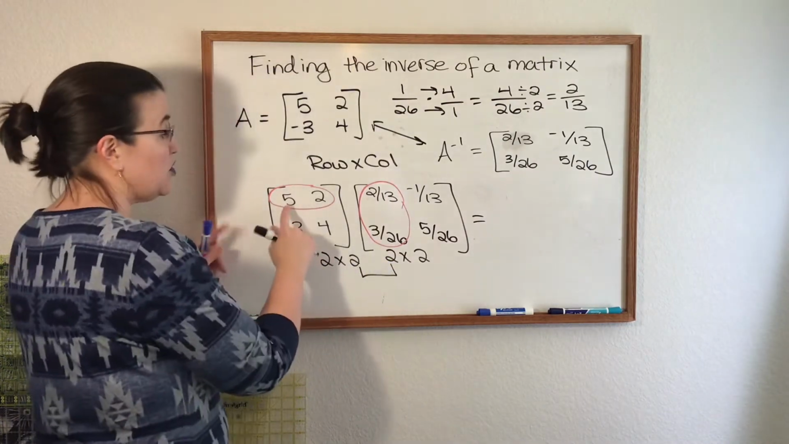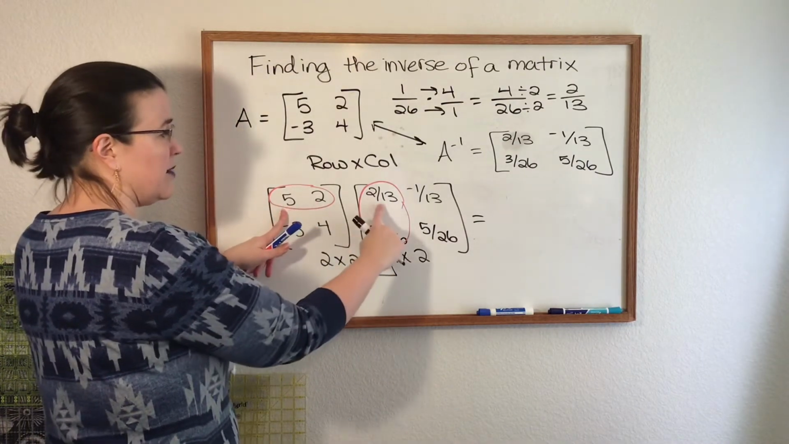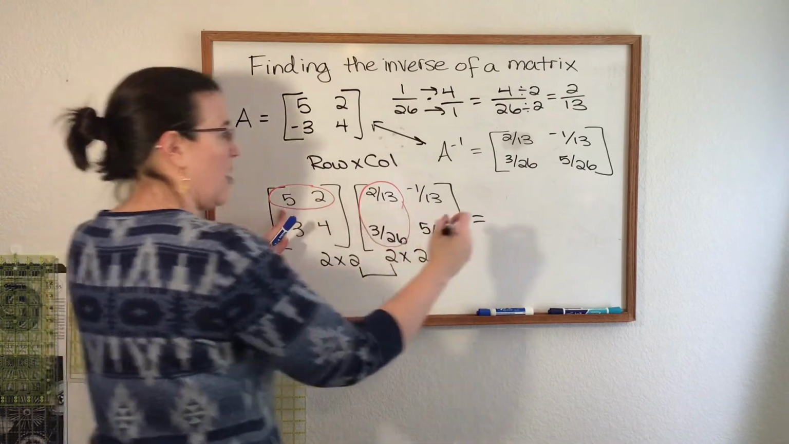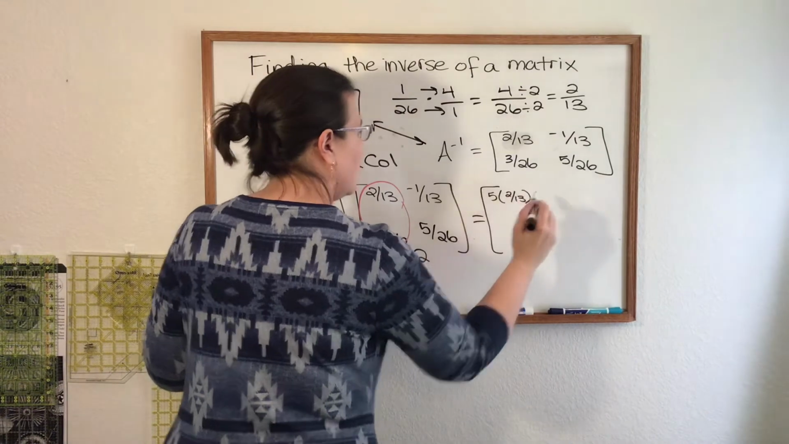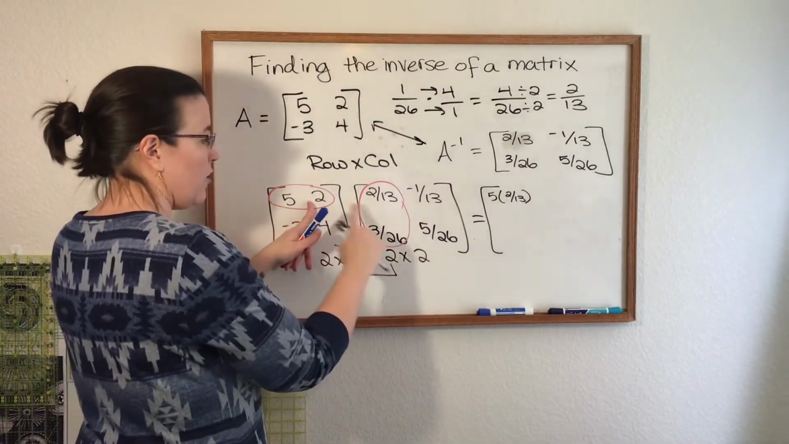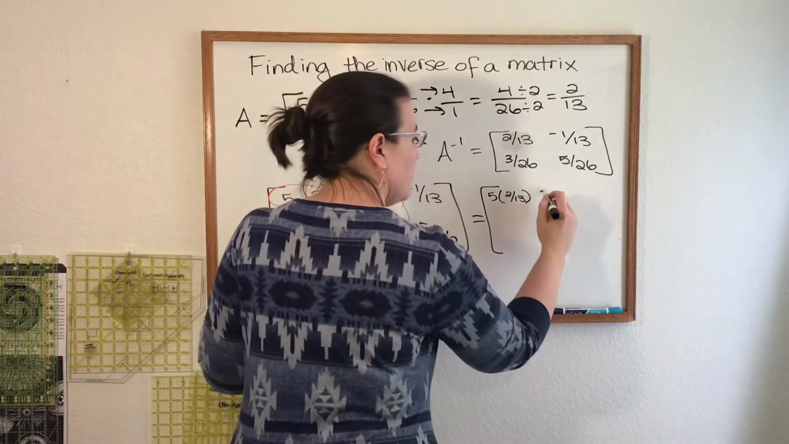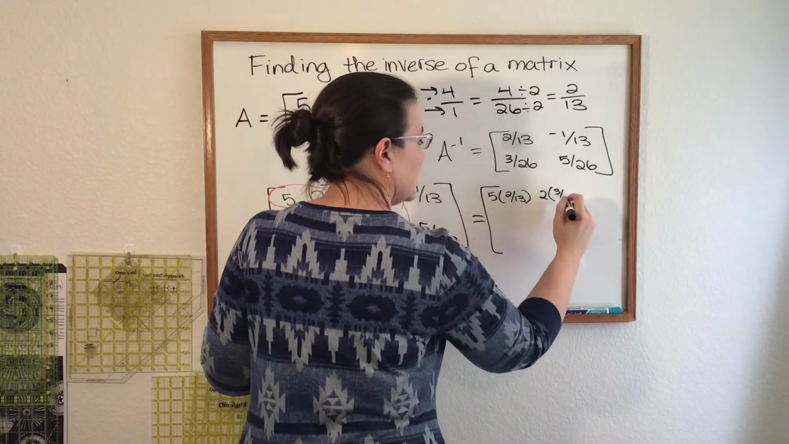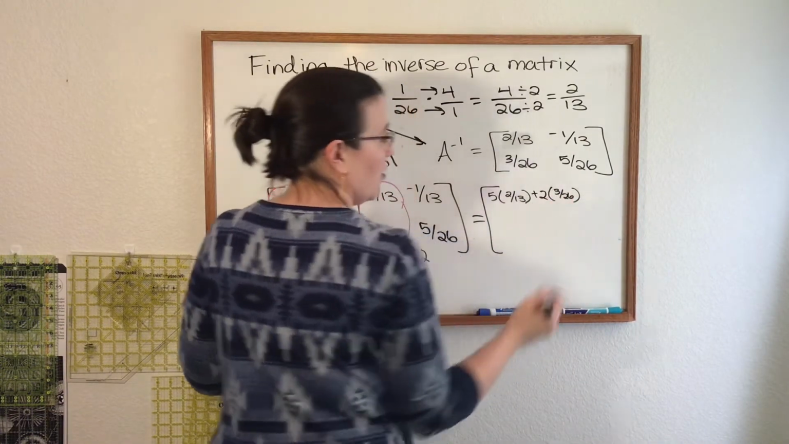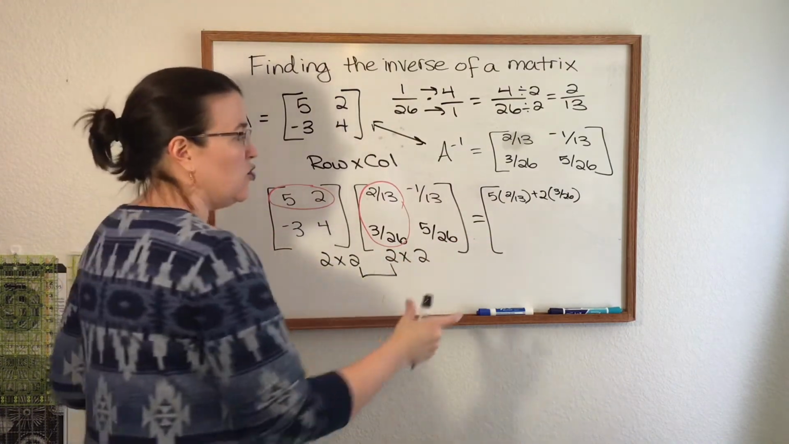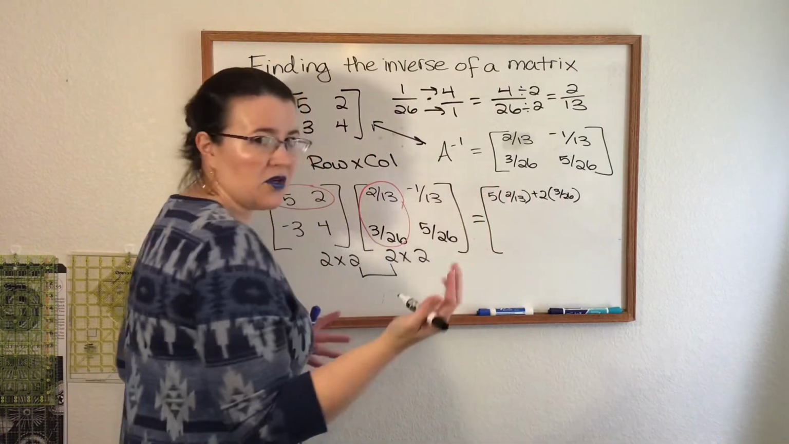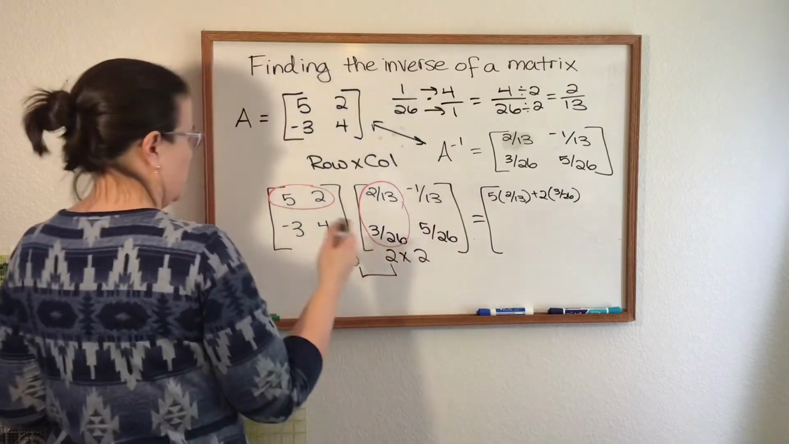All right, so what you do is you multiply the first number in the row times the first number in the column. So you'll have 5 times 2/13. And then you'll multiply the second number in the row times the second number in the column. So 2 times 3/26. And then you'll add them. I'm going to run out of space. But what you want to have happen is you want this to turn into what's called the identity matrix.